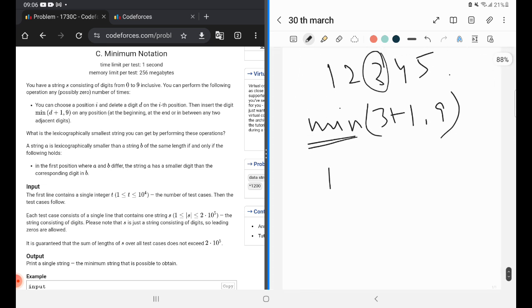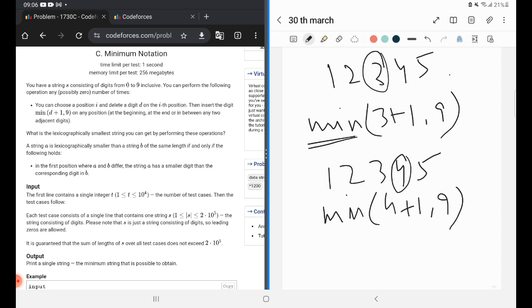It could be at the beginning, it could be at the end, or in between any two adjacent digits. So let's say if we have 1 2 3 4 5, we can remove 4, and we are supposed to add minimum of 4 plus 1 comma 9. So let's say if I add it at the end, it becomes 1 2 3 5 5, right? So this operation you are allowed to do.